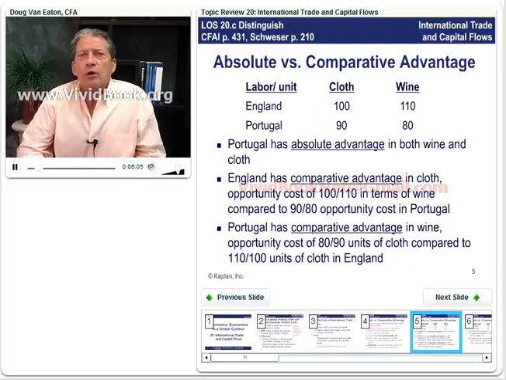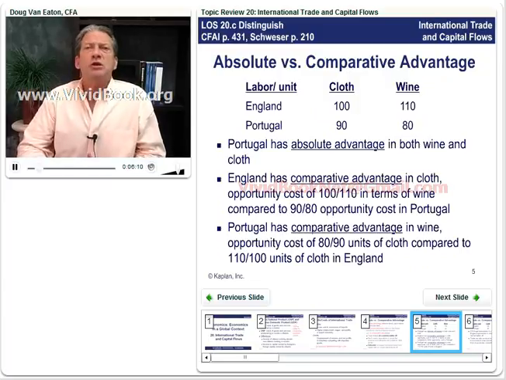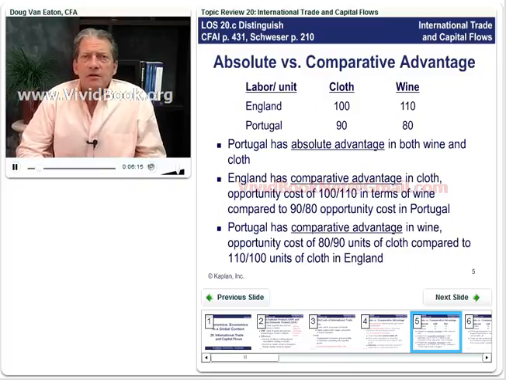Now, we've got a chart here that says we have two countries, England and Portugal, and they both produce two goods, cloth and wine. Good choices. So, in England, we're measuring this in labor units to produce a certain amount of cloth. And that's 100 in England and 90 in Portugal. So we would say Portugal has an absolute advantage in producing cloth. Since we're looking only at labor here, the resource costs to produce that cloth are lower.